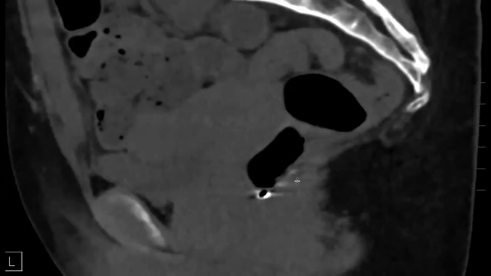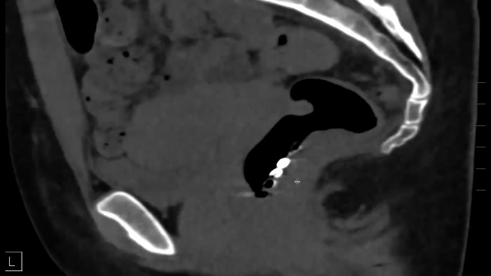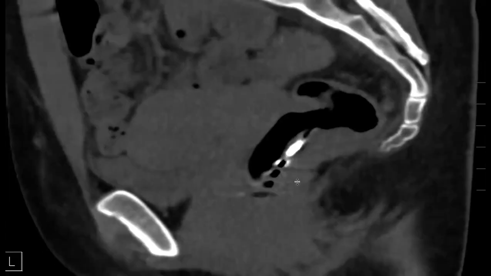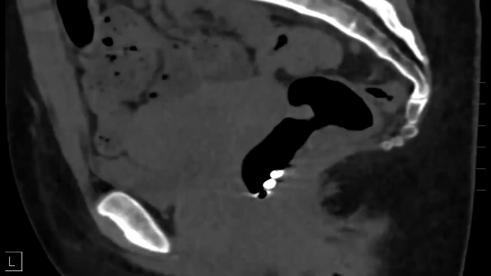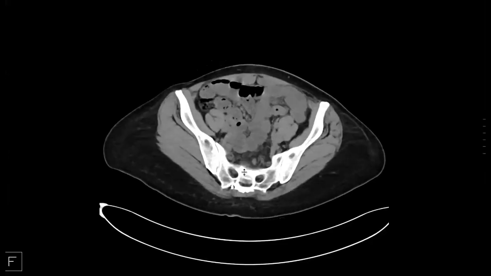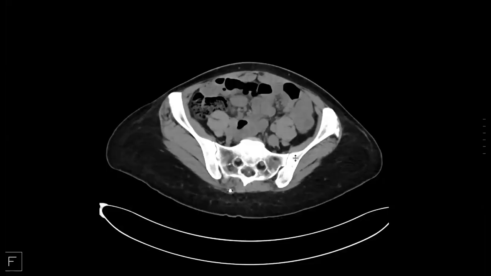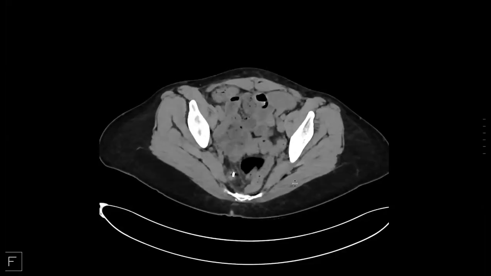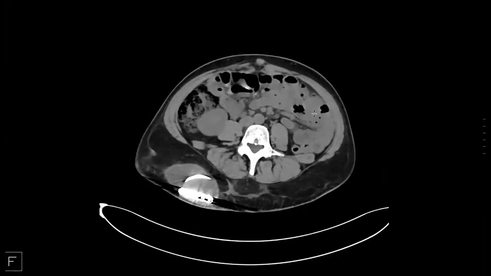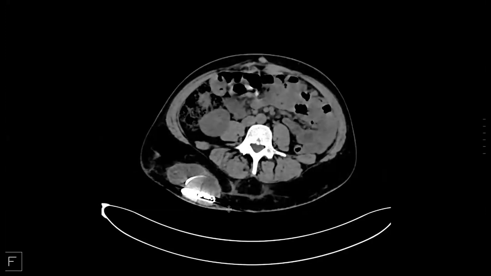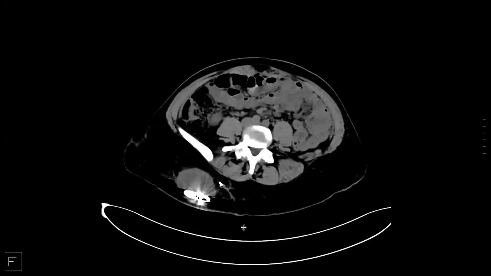Wait, what did they try to place? InterStim. What is that? Like a neurostimulator. Oh, got it, sacral stim. I see now. Why is there a collection around the device, the battery? Oh, that's a good question. Maybe there's a hematoma or seroma or something. Looks like it's surrounding the wire.